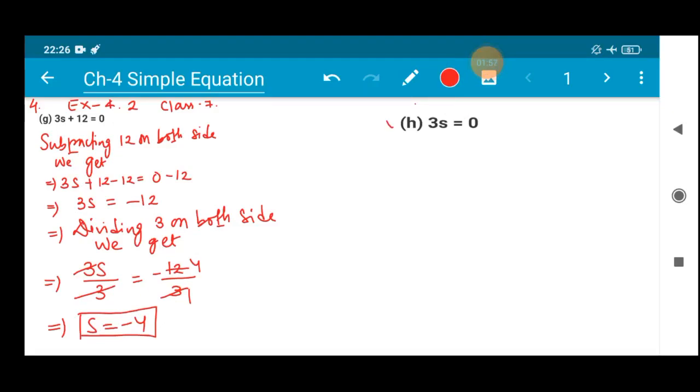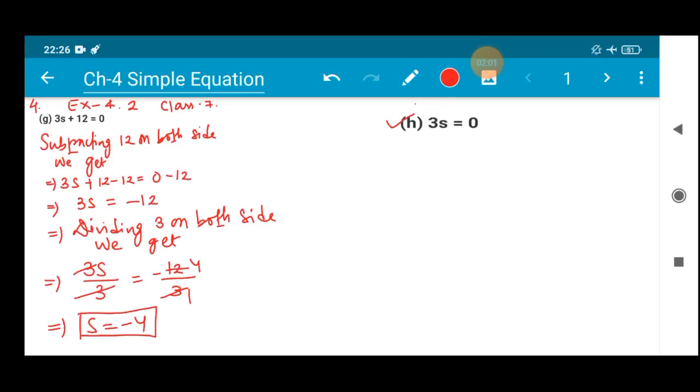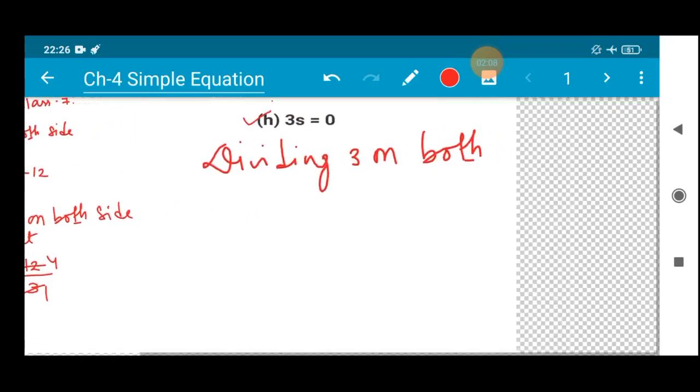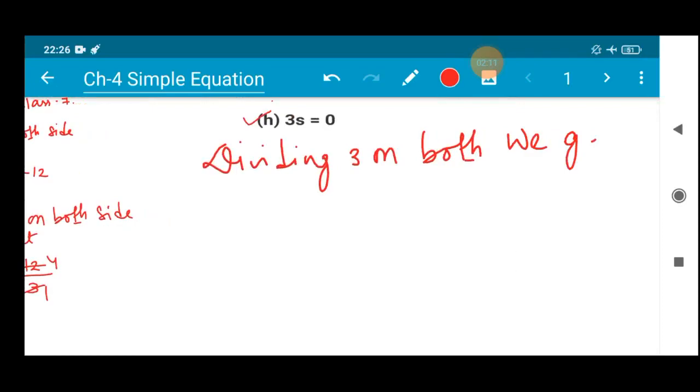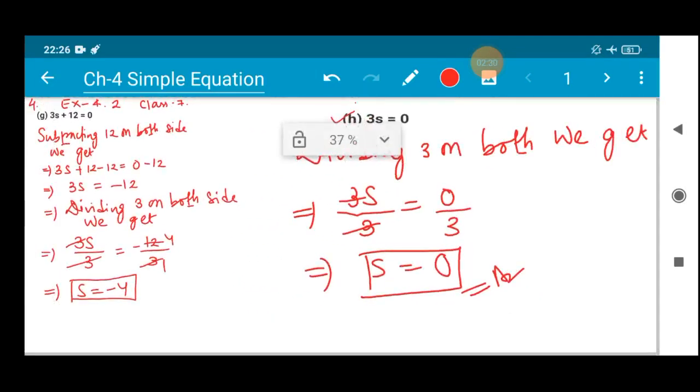Similarly, here we have part number H. 3s is equal to 0. As this is very simple, here directly you can divide 3 on both sides. We get 3s by 3 is equal to 0 divided by 3. Now this 3 and 3 get cancelled, and you all know that if you divide 0 by 3, you will get 0. So the value of s will be 0, isn't it? It's a one-step method in this question.